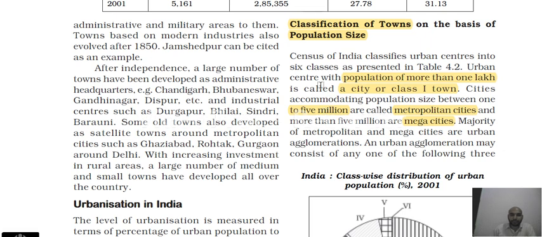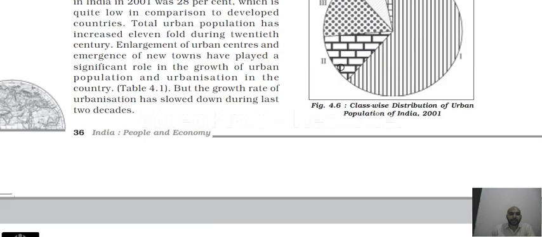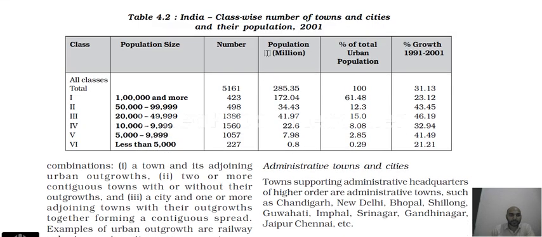Even the census of India, you will find, classifies the urban centers into 6 classes. So let's see the 6 classes. This is the table according to 2001. In your book you will find the table of 2011, but the major concern is that we have to look first only the first two columns.